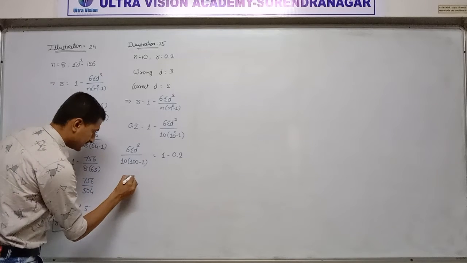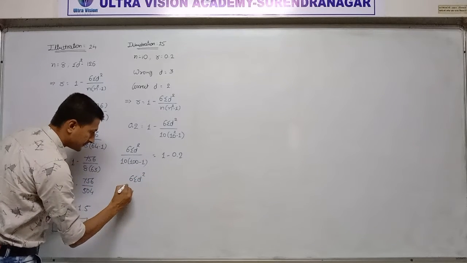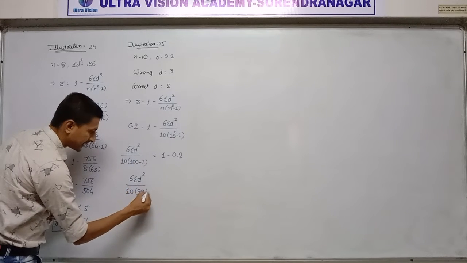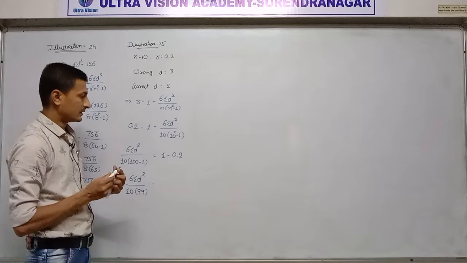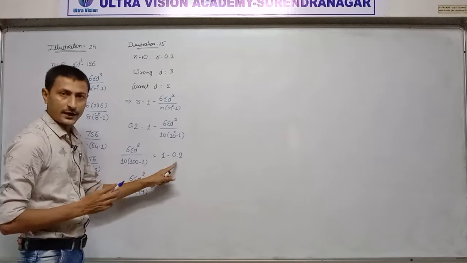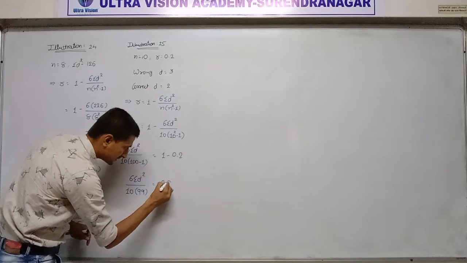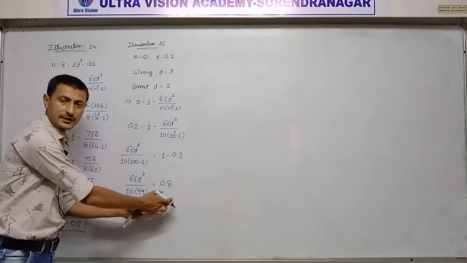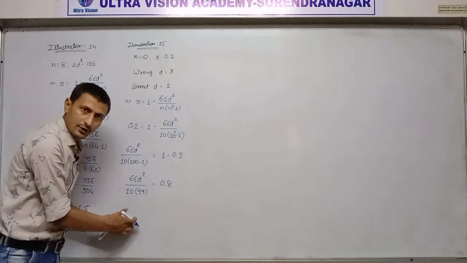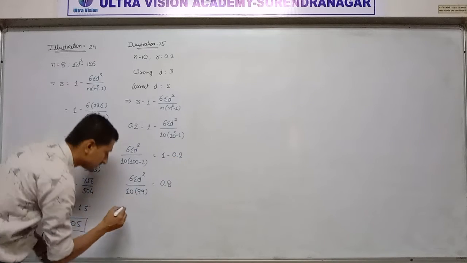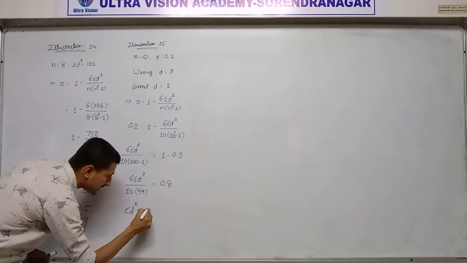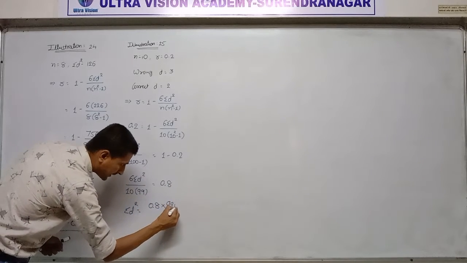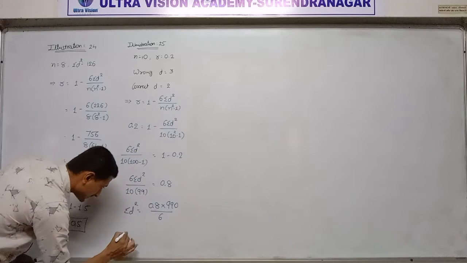Now next, 6 sigma d square divided by 10 in bracket 100 minus 1, 99, is equal to 1 minus 0.2, which is 0.8. 6 numerator goes to the opposite side as denominator, and 10 into 99 denominator goes to the opposite side as numerator, multiplication. So sigma d square is equal to 0.8 into 10 into 99, 990, divided by 6.